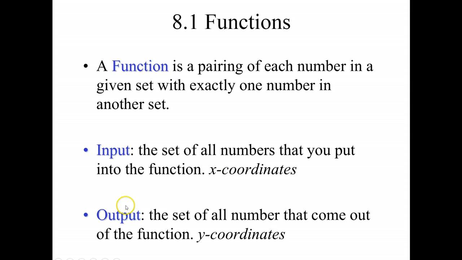And then you have output. This is the set of all numbers that come out of the function. These are going to be your y coordinates, and that's also called range. So domain and range, but really just think of x and y. Think of this as your independent variable and this as the dependent variable. What you put in determines what comes out, so what comes out depends on what you put in. So I'm trying to relate all this back to each other.